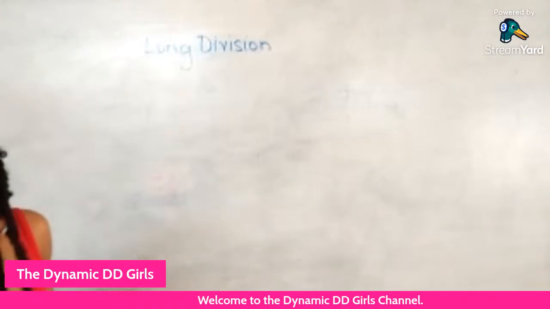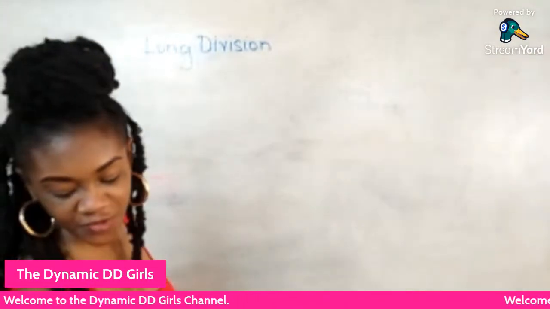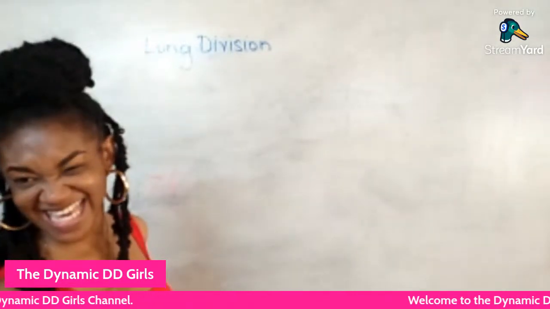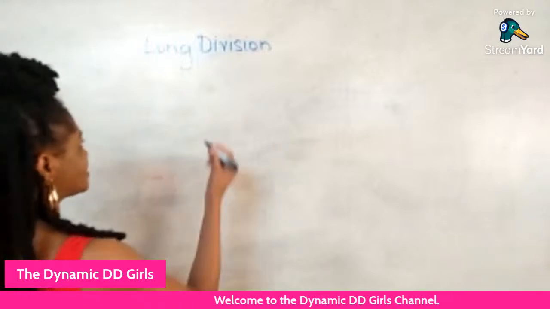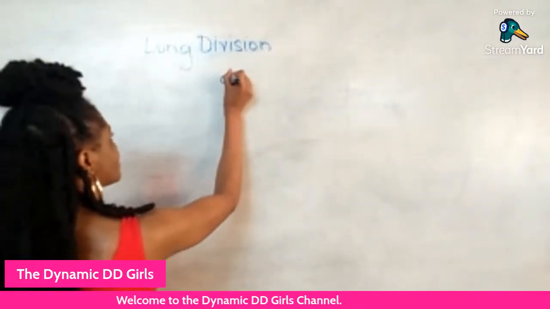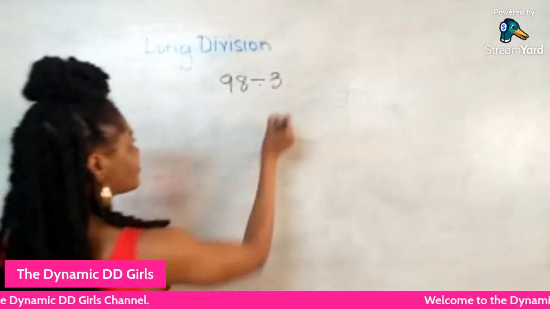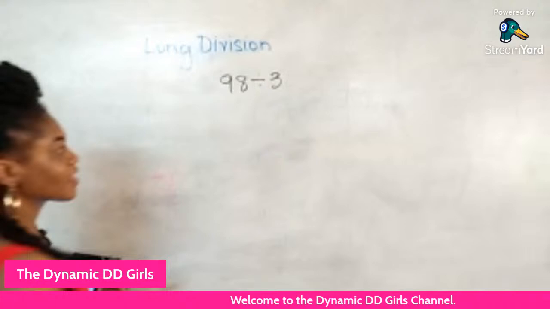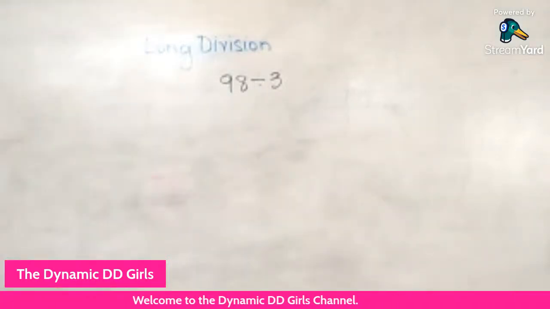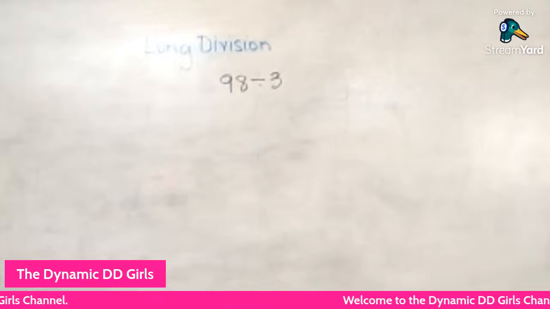All right, so the next problem we're going to be doing is that I'm going to be doing a short one for you. So I have 98 divided by 3. Remember, you can't do it like that. You have to work out the problem. Remember, you have to work the problem out. All right, so that is exactly what we are doing.